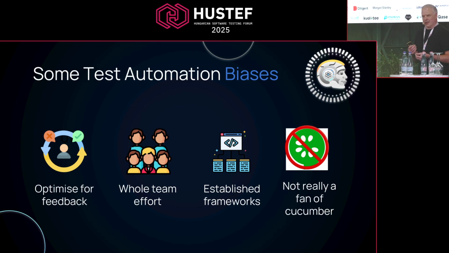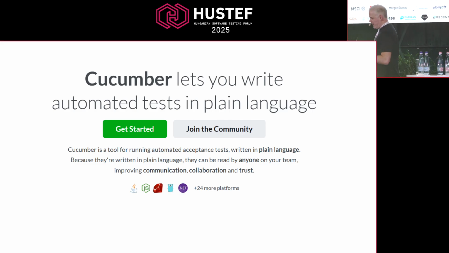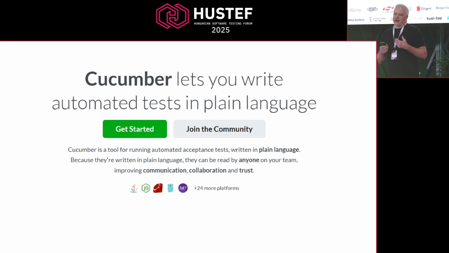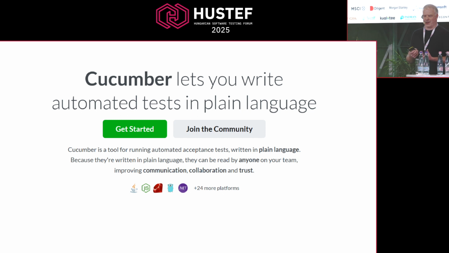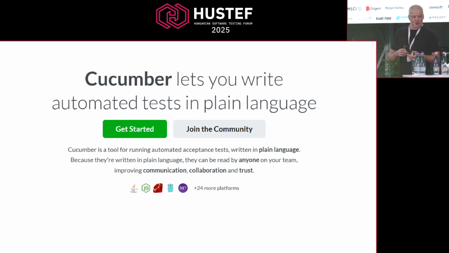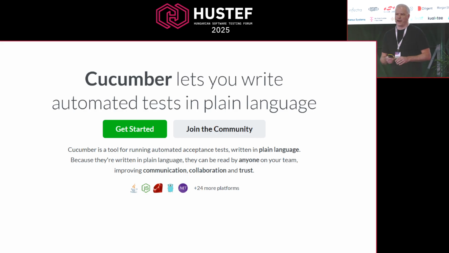Perhaps one that's maybe a little bit different is around the use of Cucumber, although it's probably more of a love-hate relationship that people can have with Cucumber. Whenever you look at the Cucumber homepage, you have this idea, as it describes on the screen, that because you can write your tests in plain language, anybody can contribute to the test automation. So improving ideas around communication, collaboration, and trust.